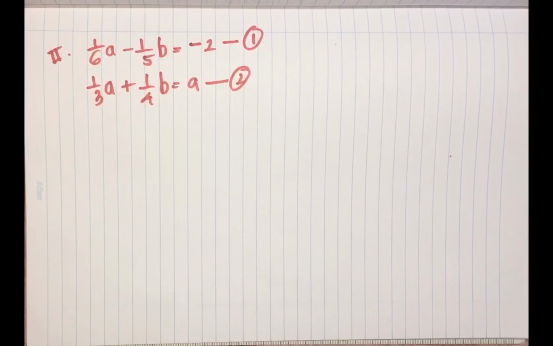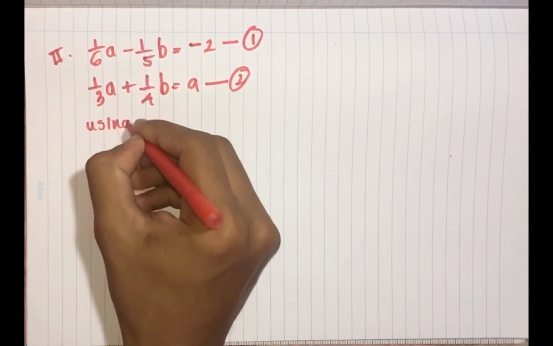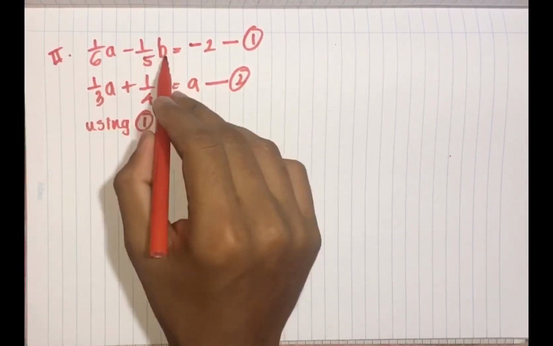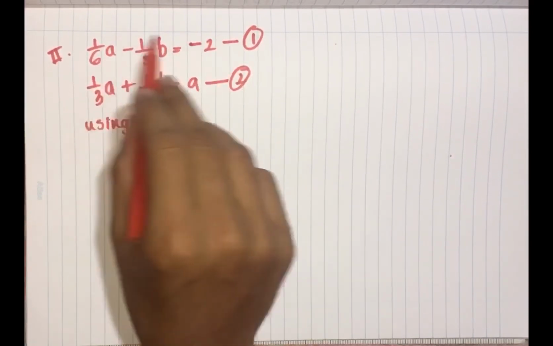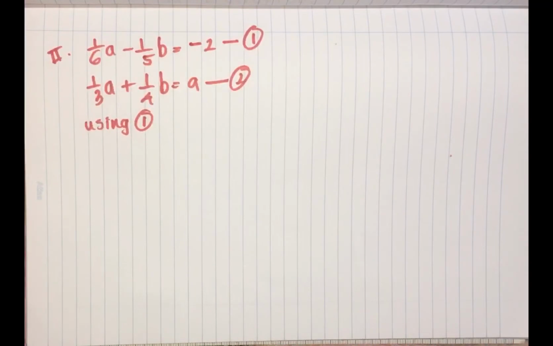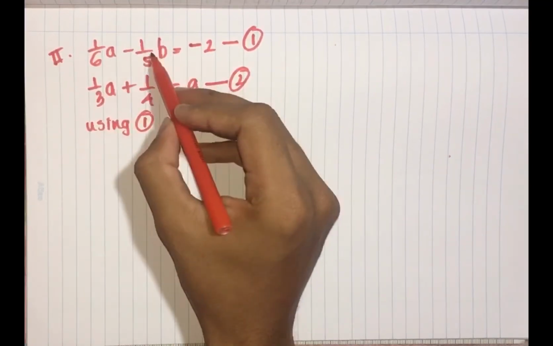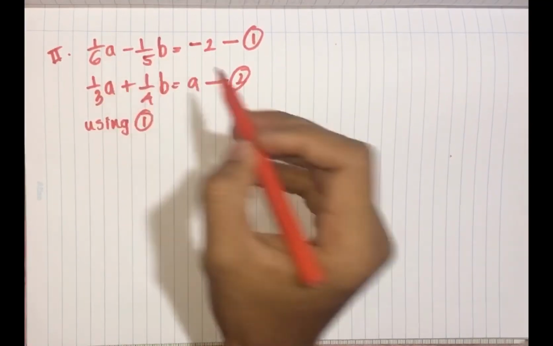Now what is substitution? Substitution in the sense, you take any equation, say equation 1. You are going to make a or b the subject of this equation, and then substitute in the second equation. Now think, I'm going to make a the subject here. So if I have to make a the subject, I have to send all the b terms to the other side and make a the subject.